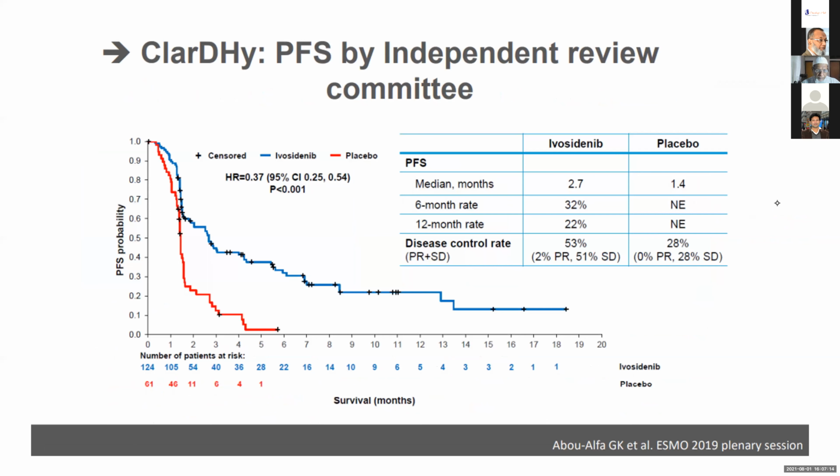there is a median overall benefit in the treatment group, which is 2.7 months, and the 12-month follow-up shows that there is a response rate of 22%.